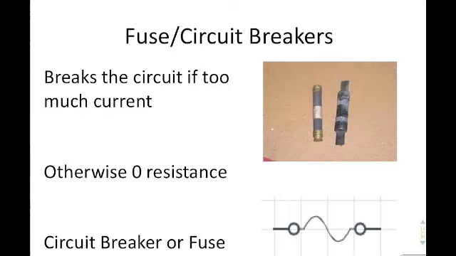Next, you have a fuse or a circuit breaker. This is an example of a burned out fuse. What it does is the fuse or circuit breaker is a safety device. If there's too much current moving through it, it gets really, really hot and it melts. If it's not melted, it is considered to have a resistance of 0. But if it's melted, it's considered to have an infinite resistance, because there is no current moving through it at that point. This symbol is what we're going to use for both a circuit breaker and a fuse.